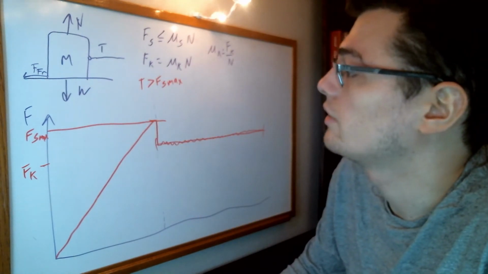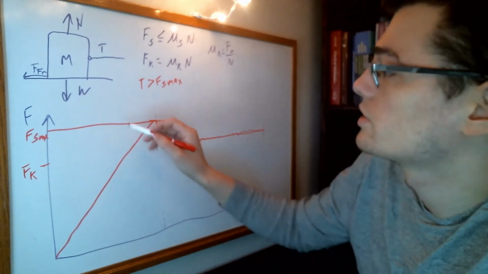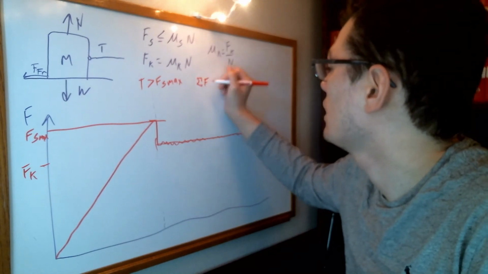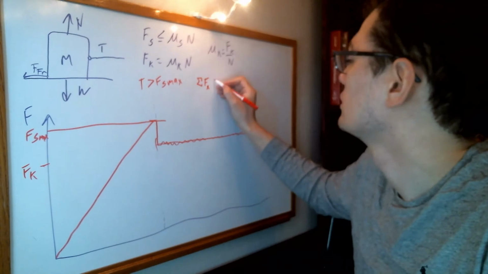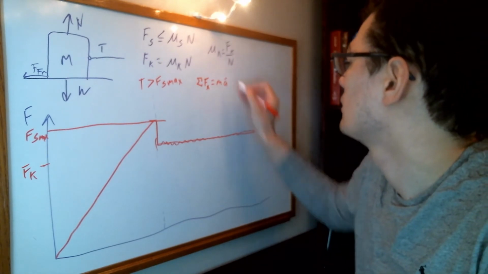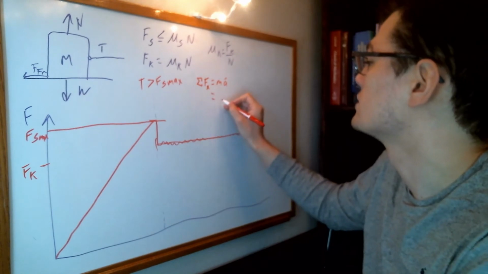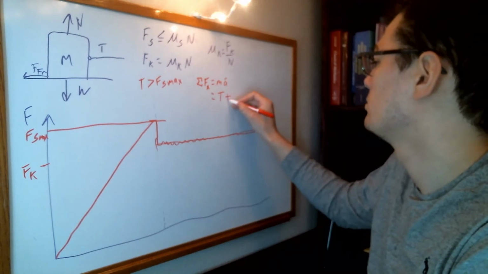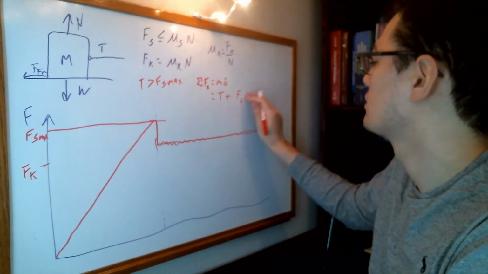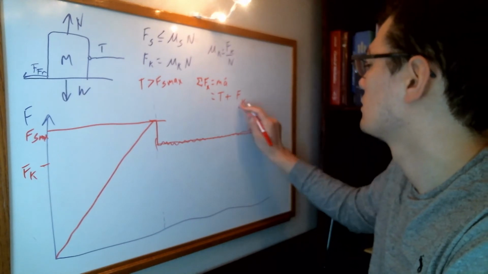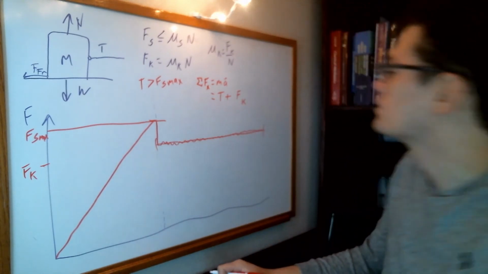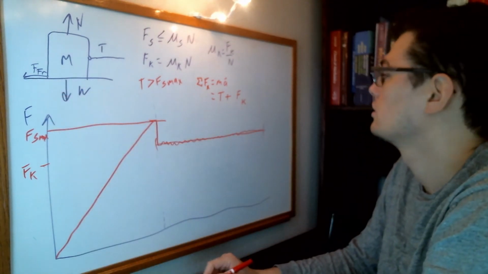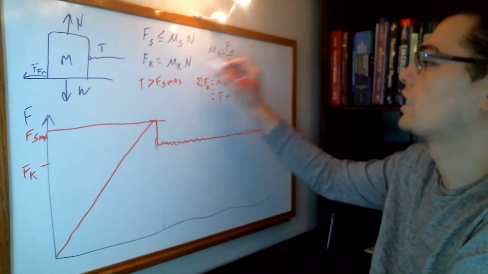So then when we break this, we can say that Fx is equal to ma, and furthermore we can say that Fx, or the sum of all forces, is going to be T plus Fk. And so what ends up happening is Fk is going to point in the opposite direction. And so then we can start plugging in what Fk actually is.